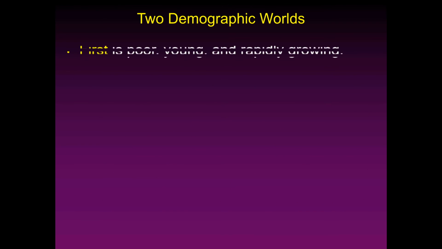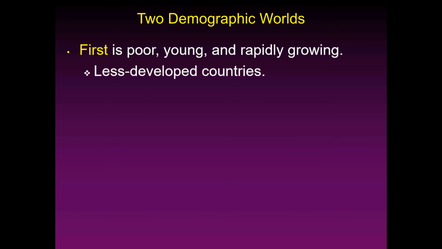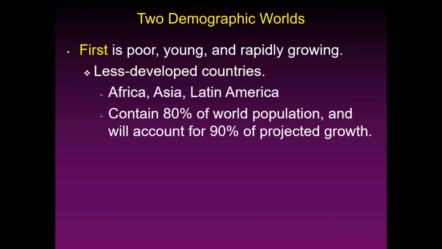So looking at 2 demographic worlds. First is poor, young, and rapidly growing. This occurs in less developed countries. You see it a lot in Africa, Asia, and Latin America. There are some well-defined, highly modernized cultures and places in Africa, mostly at the very, very south and the very, very north. Same thing with Asia, and then in Latin America. But this is 80% of the world's population, and they account for 90% of the projected growth.